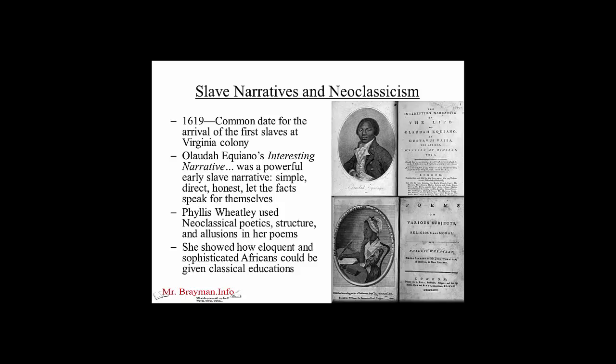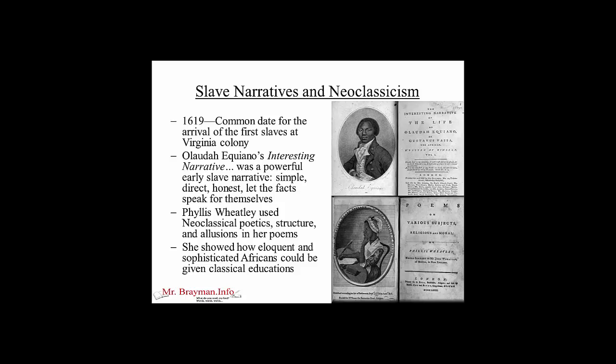Now, Olaudah Equiano's Interesting Narrative of the Life of Olaudah Equiano is a powerful example of an early slave narrative. Now, that one wasn't written until the middle 1700s, but it's an example of these kinds of narratives that are often written in very simple and direct, honest styles to try to let the facts speak for themselves. And Africans who wrote slave narratives were very conscious of, if we just tell the truth, slavery is going to end, because it just is as awful as we now think of it.